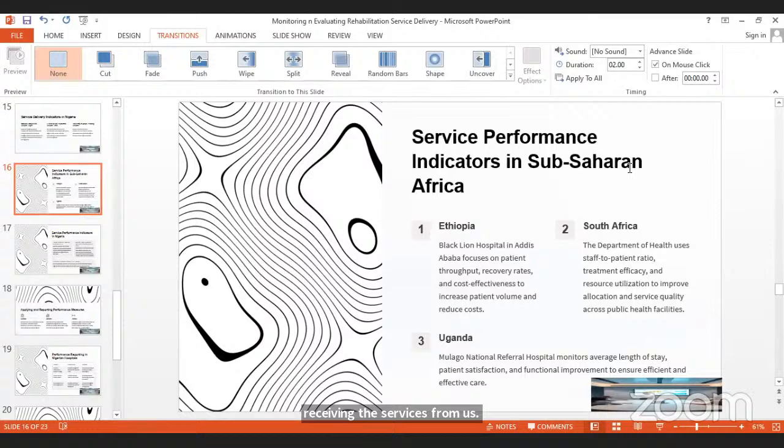The South African Department of Health, in their own case, they look at the staff-patient ratio, right? So we can say how many physiotherapists there are to the clients that require our services. Is it 1:500 or 1:3 or 1:5 or 1:10? They don't look at that, right? They also look at how efficient it is.